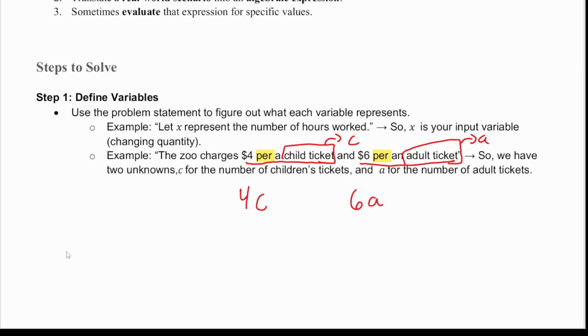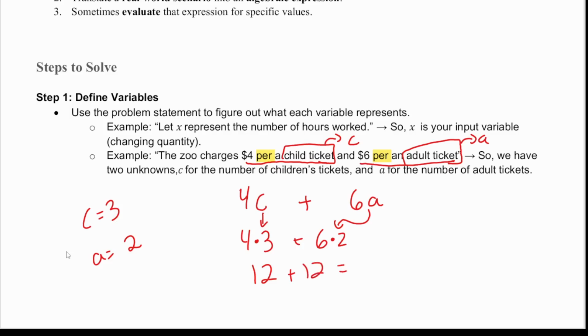And then if you want to know the total amount that was made from people visiting the zoo, you would say, oh, well, let me add that up. And then you might want to do a little sanity check to make sure it makes sense. So you might want to plug in, well, what happens if I had 3 children and let's say 2 adults visit the zoo? So $4 per child ticket, replacing the C with a 3. $6 per adult ticket, replacing the A with a 2, to get you 24 total dollars made, which does seem to make sense.